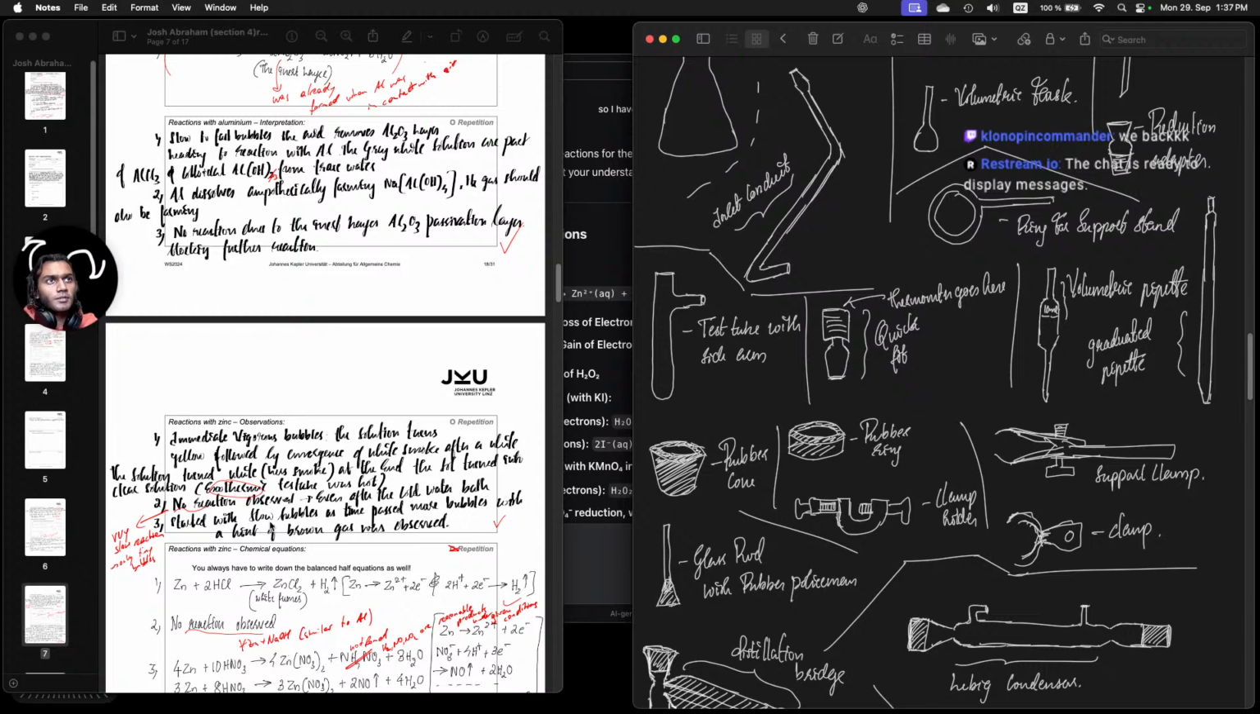Reactions with zinc. Immediate vigorous bubbles. The solution turns yellow, followed by emergence of white smoke. After a while, the solution turned white, with less smoke at the end. The solution turned into a clear solution, exothermic. The test tube was hot. For the other one, no reaction observed even after the cold water bath.